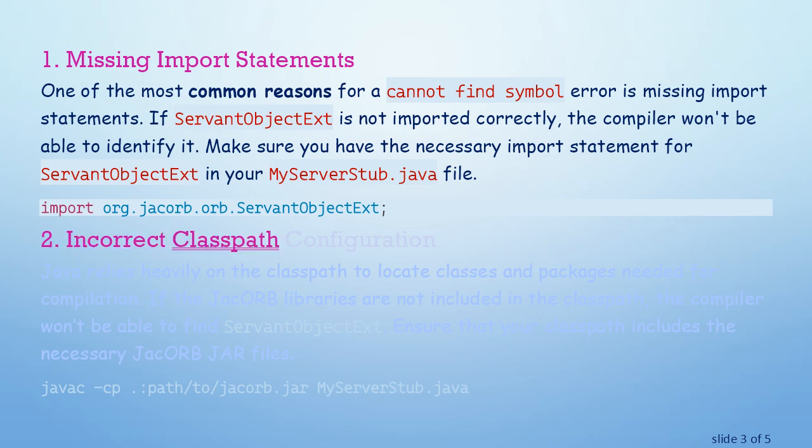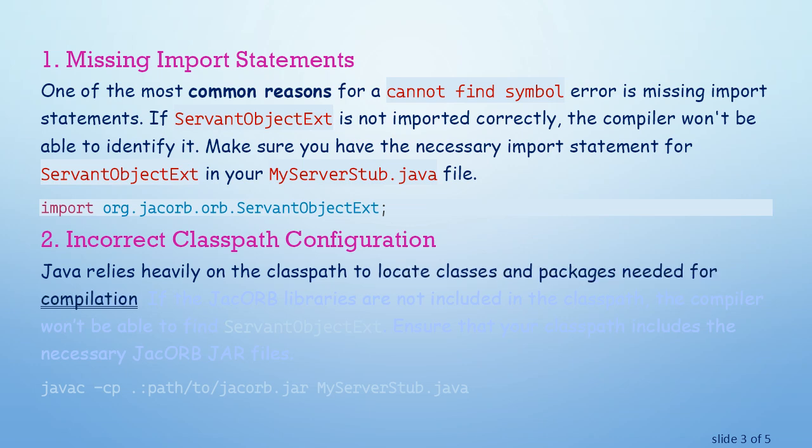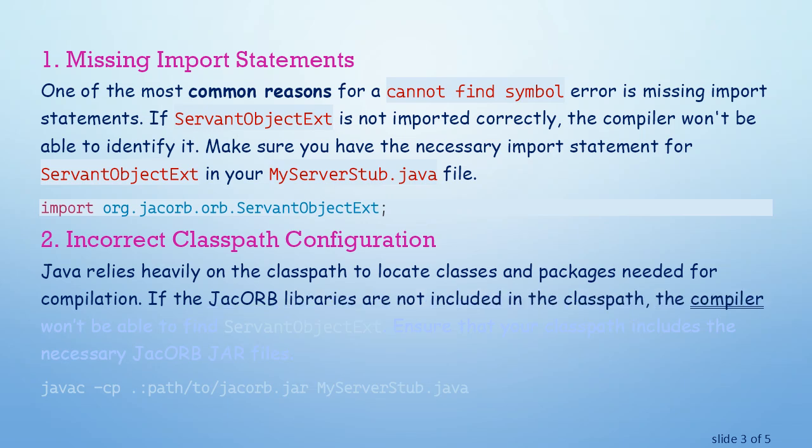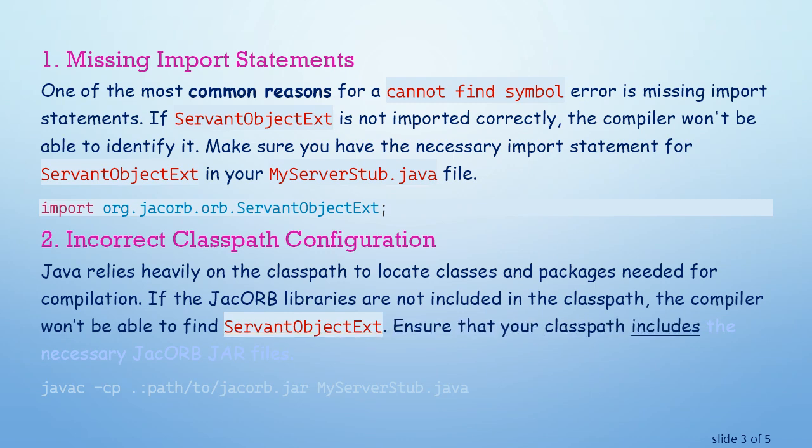2. Incorrect class path configuration. Java relies heavily on the class path to locate classes and packages needed for compilation. If the JacORB libraries are not included in the class path, the compiler won't be able to find ServantObjectExt. Ensure that your class path includes the necessary JacORB jar files.